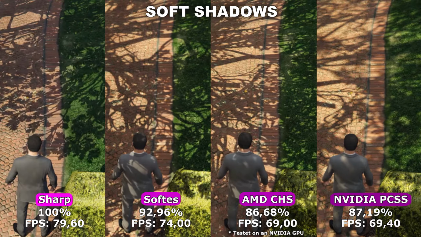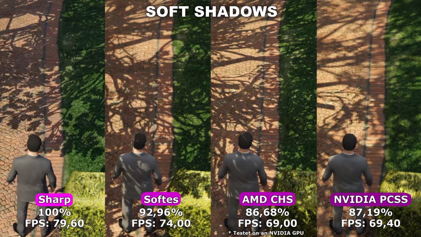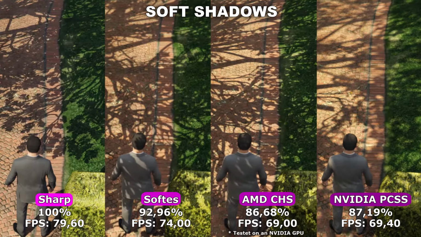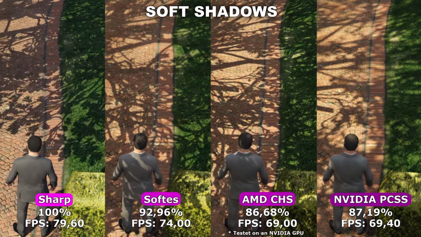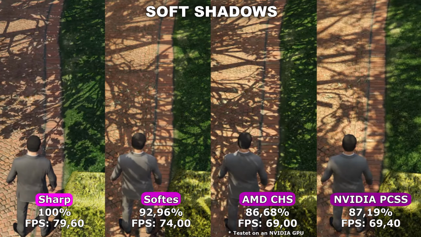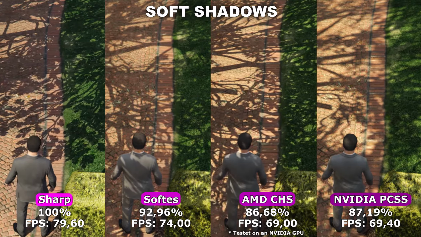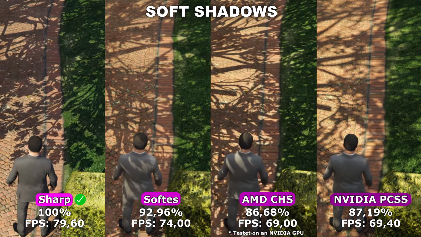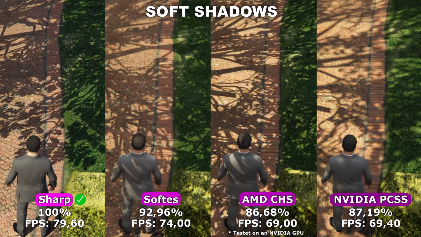It's hard to comment on the AMD one because this was tested on an Nvidia graphics card, so it might look better on an AMD card and it might perform better on an AMD card. No matter what you choose, either softest, the AMD specific one or the Nvidia specific one, this will have a fairly large impact on your performance. And some people might even prefer to have their shadows seem very sharp. Therefore, for my recommendation, I would actually recommend to just leave this at sharp, because if you don't mind having the shadows a little bit sharper, it will save you a lot of performance.